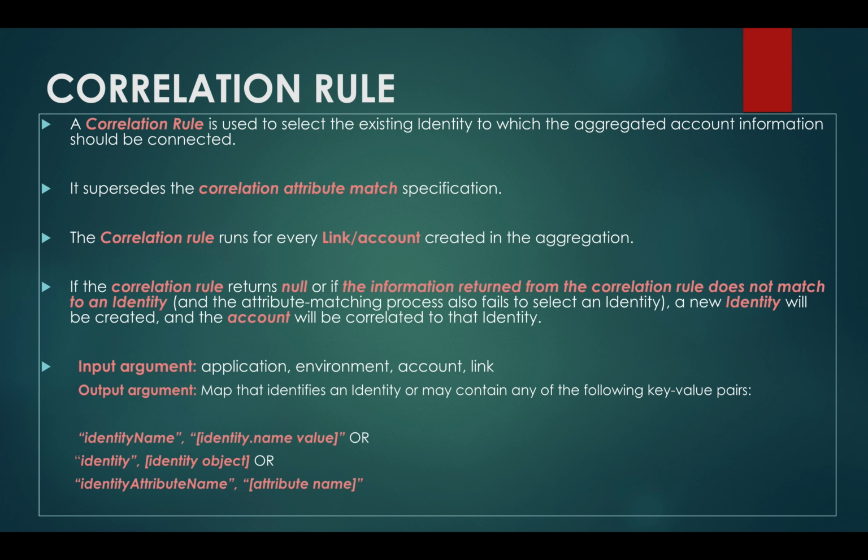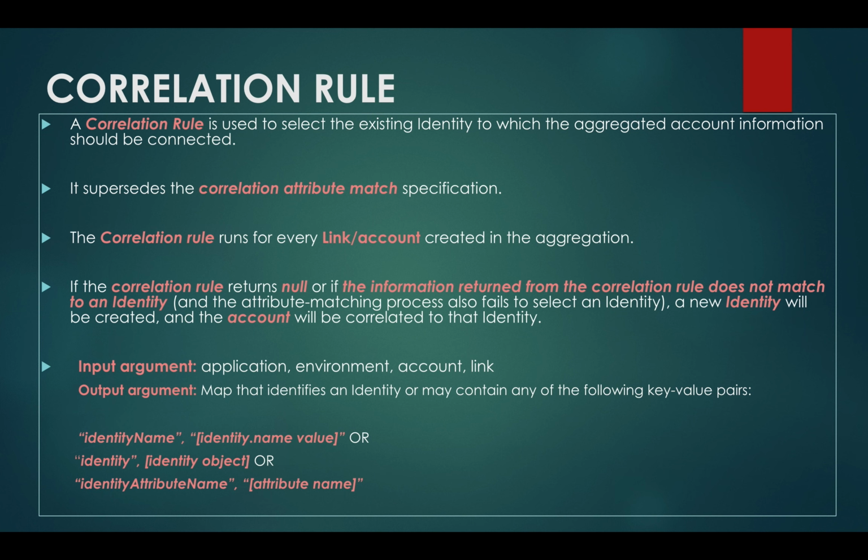So we can perform correlation by implementing a correlation rule or correlation configuration, also called correlation attribute match, or by manual correlation. But the correlation rule always precedes or supersedes the correlation attribute match or correlation configuration. Just like the build map rule, the correlation rule also runs for every link or account that is created during the aggregation. If the correlation rule returns null, or if the information returned from the correlation rule doesn't match any identity, then in that case a new identity will be created and the account will be correlated or encapsulated to that identity.